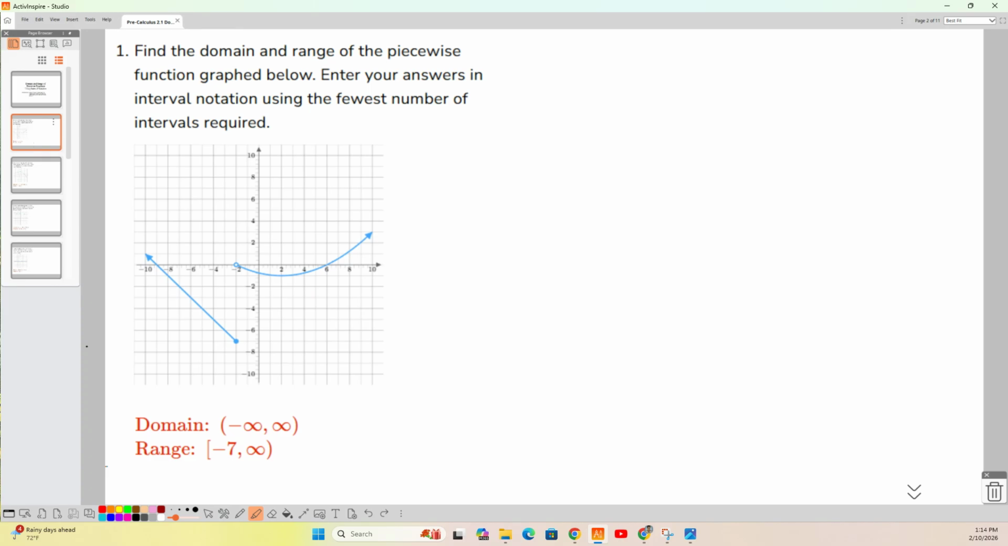The domain is all the possible x values. So as we come from infinity, the x's exist because this arrow means that the graph continues on forever. So we're coming from infinity. There are still x values on our graph, still x values.